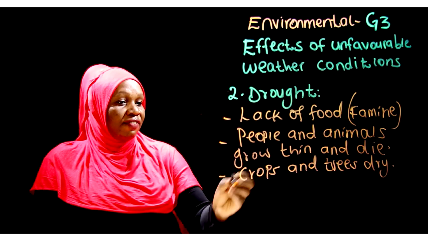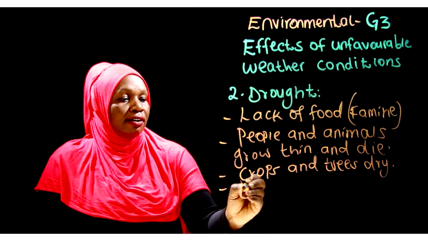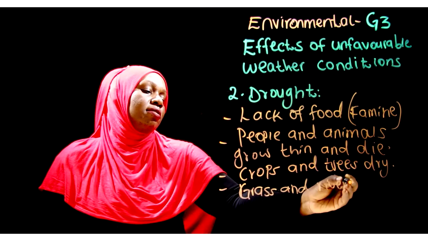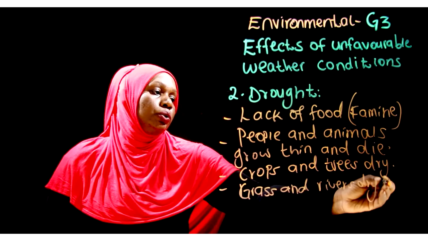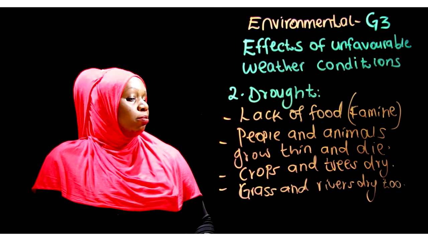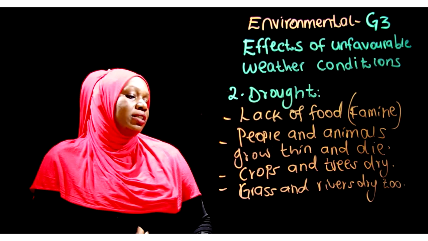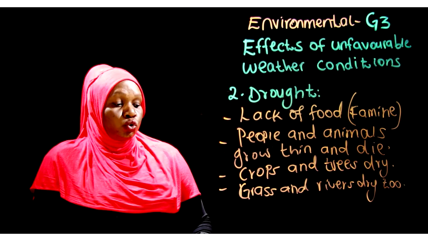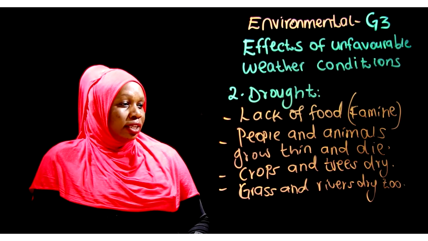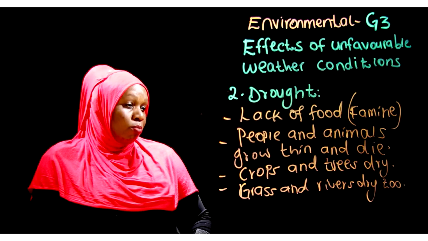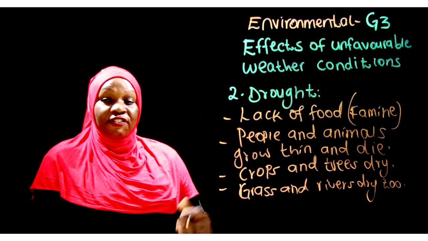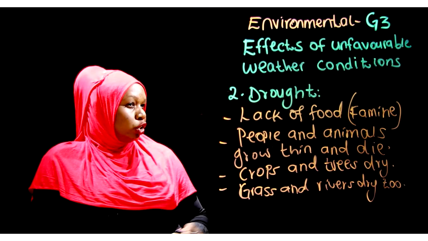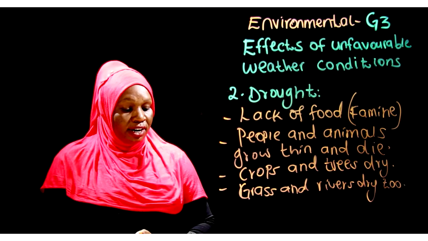So grass and rivers dry too. When the grass is really dry, most of the animals feed on grass, right? So they'll have no food. The rivers dry. Remember, there are those animals that are taken to the river to get water. So the rivers are also dried. Remember also the animals that stay in water, like fish. How will you get the fish if the water in the river is really dry? So the situation during the drought season is really very bad.